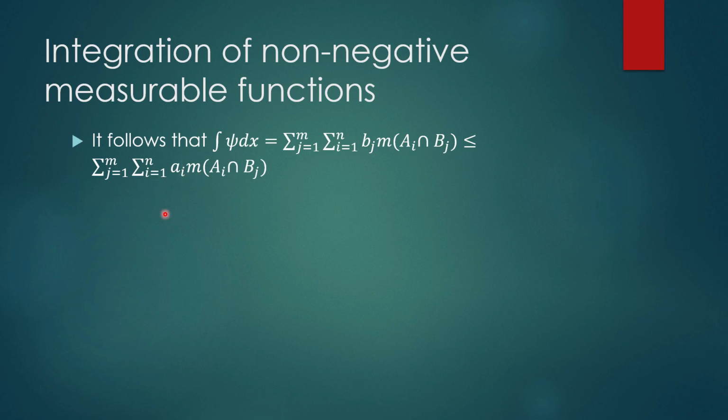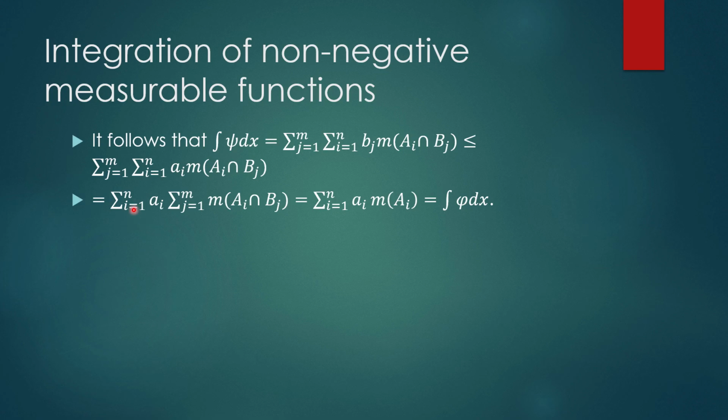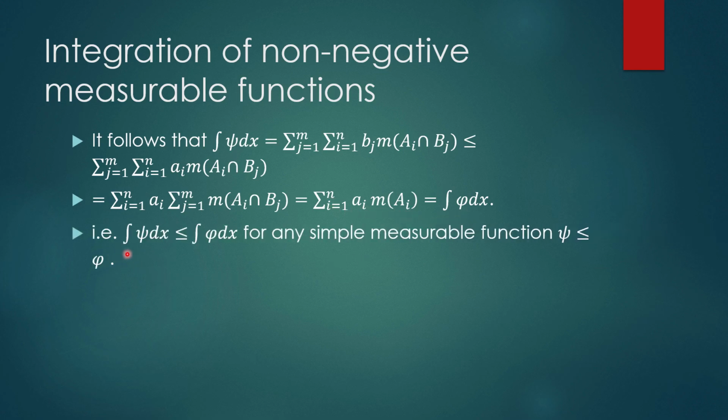greater. Okay. But this one is exactly equal to the summation, i running from 1 to n, of ai times the summation, j running from 1 to m, of m ai intersection bj, but this summation is equal to what, m ai. You can write this summation is equal to the measure of ai. So the summation, i running from 1 to n, of ai times measure ai is equal to the integral of phi dx. Okay. So it shows that the integral of psi dx is less than or equal to the integral of phi dx for any simple measurable function psi less than or equal to phi.